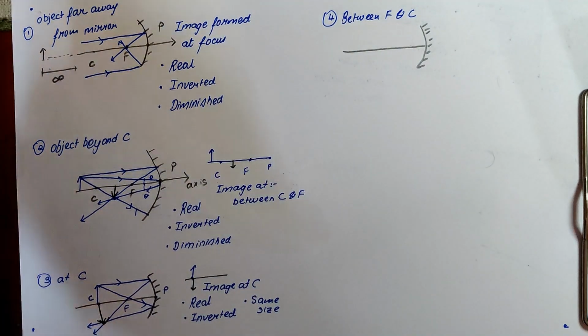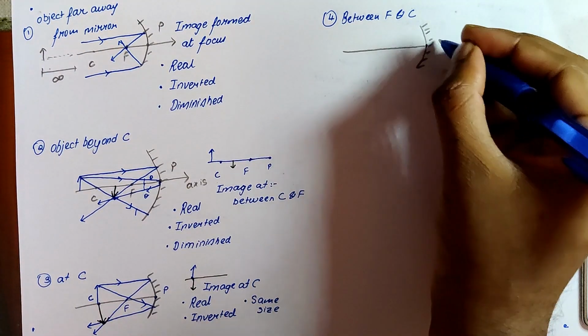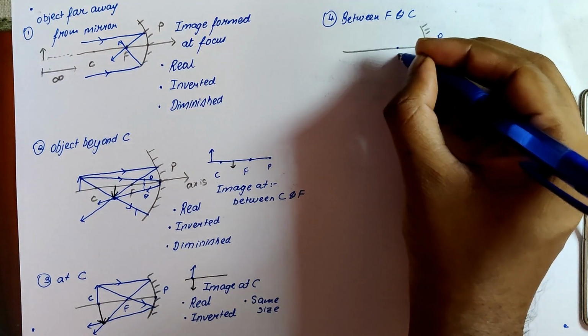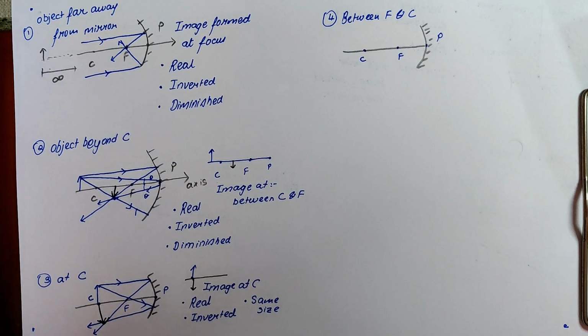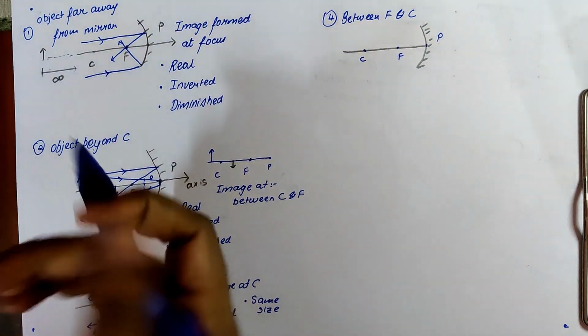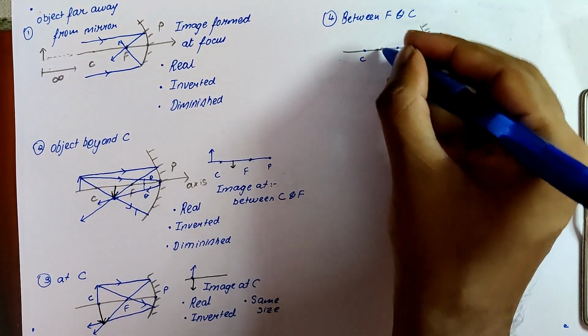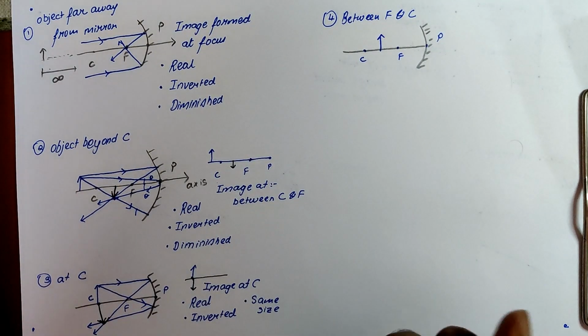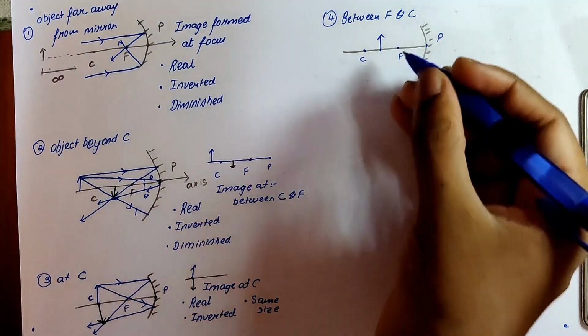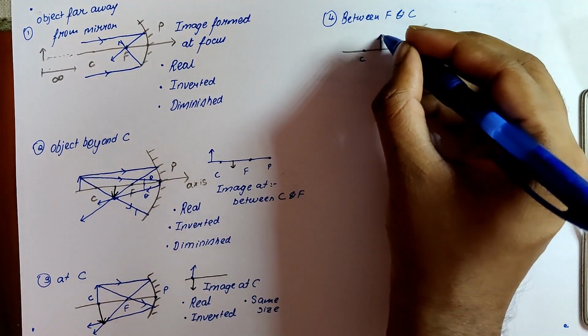After drawing the concave mirror, we'll mark the point P, the point F, and the point C. Now let us draw an object between F and C. So I'm going to draw an object like here and apply the first two rules, or even the last two rules, not a problem.